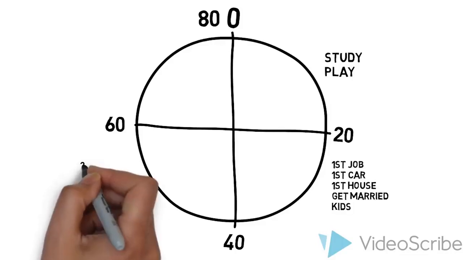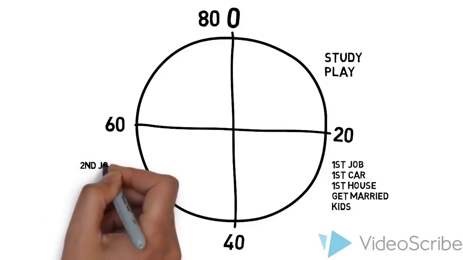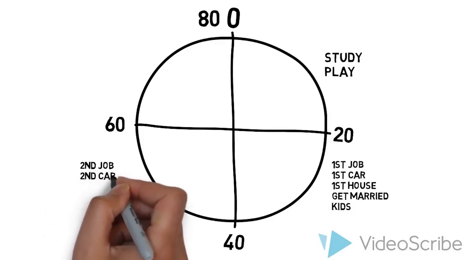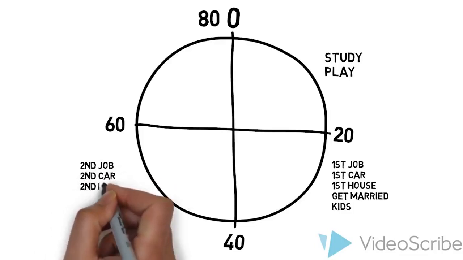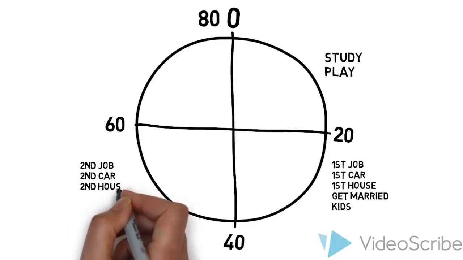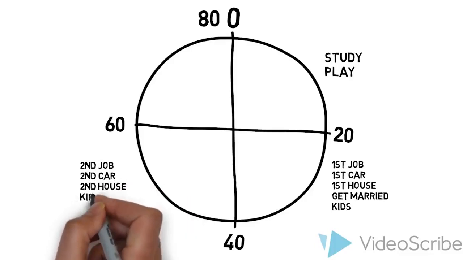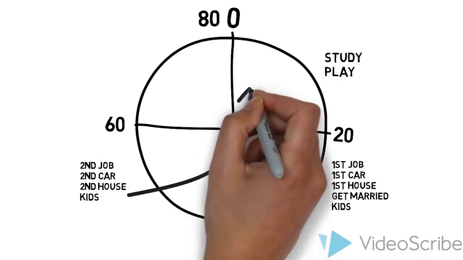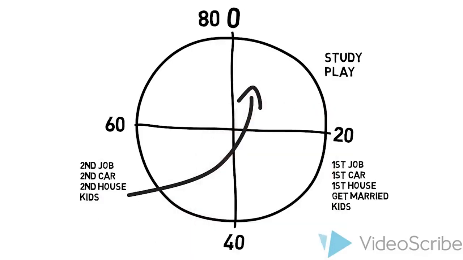40 to 60, we might change our job or start a business, so we might take on a second job. We definitely buy a second car. It's 20 years, you're now driving a piece of junk. We might buy a second house as an investment. But more important is our kids are getting ready to finish their first part of life.